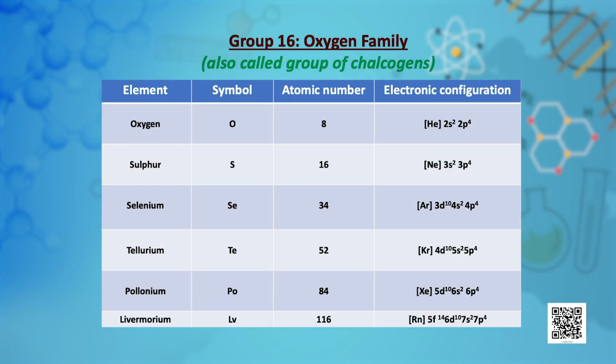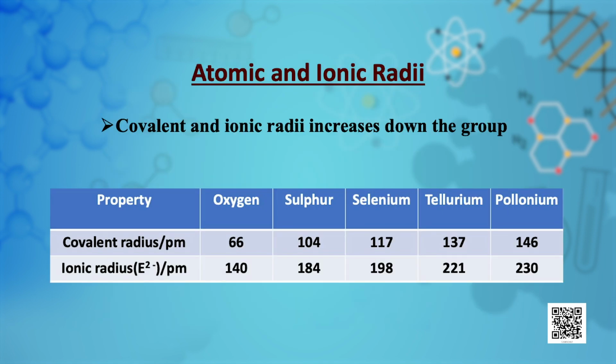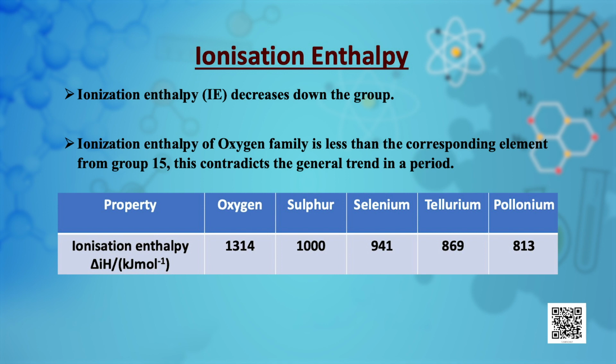The elements of group 16 have 6 electrons in the outermost shell and have ns2 np4 general outer electronic configuration. Their size increases down the group due to increase in number of shells. As a result, ionization enthalpy decreases down the group. Ionization enthalpy of the oxygen family is less than the corresponding element from group 15. This contradicts the general trend in a period. This is due to the fact that group 15 elements have extra stable half filled p orbital electronic configuration.